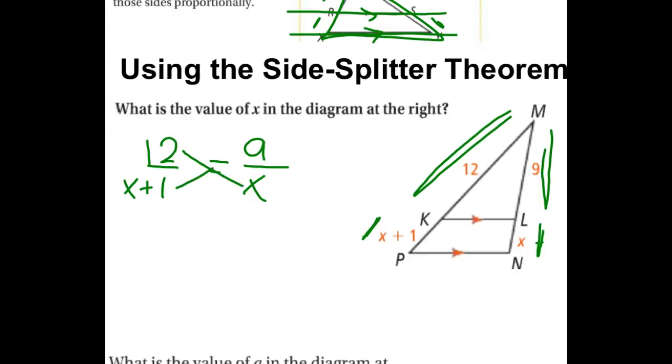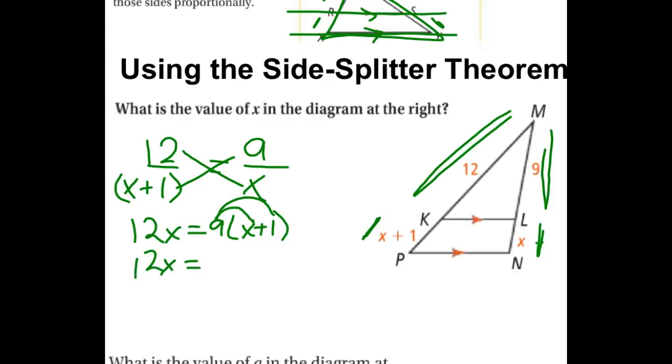So I multiply my cross products like what we've been doing. Remember that x plus 1 is a quantity. So I go 12 times x gets me 12x equals, well, x plus 1 times 9 is 9 times the quantity x plus 1. Be careful that you take that 9 and you distribute it to both terms. Those are the biggest mistakes that we see on questions like this one. So I distribute to both. I get a 9x plus 9.